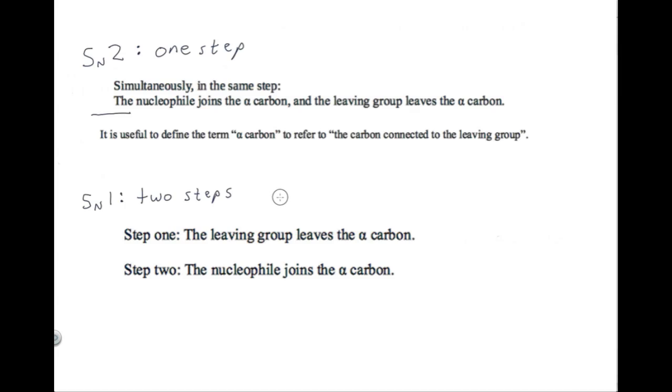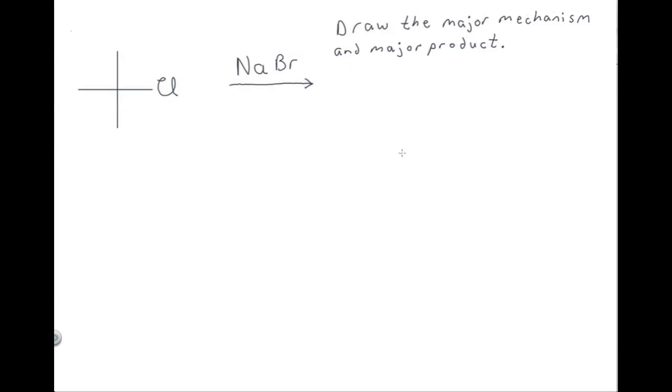Now we need to start applying these basic ideas to some actual problems. Let's apply these ideas to some actual SN1 mechanisms so we can see what these steps look like in practice. Please pause the video and try this problem. Now let's discuss the problem together.